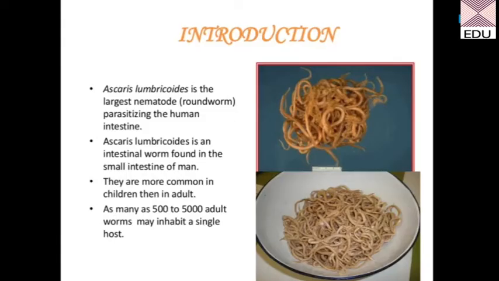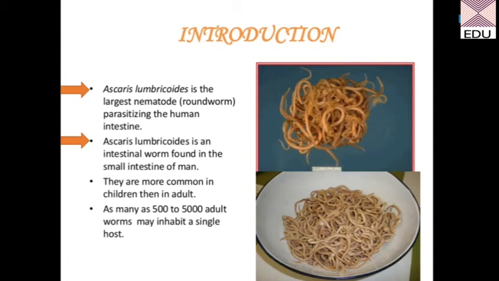Now students, first of all, Ascaris is the largest nematode parasitizing the human intestine. So here in the diagrams, you can very well see these are very similar to the noodles that we eat. Sometimes you may have seen some videos in which a person is being operated upon to extract those Ascaris. So these are the largest nematodes which parasitize the human. And secondly, Ascaris lumbricoides is an intestinal worm found in the small intestine of man. So you should be very clear that Ascaris is present in the intestine of man.